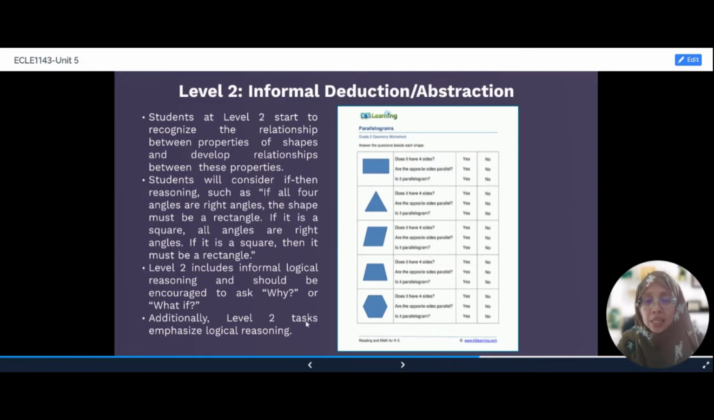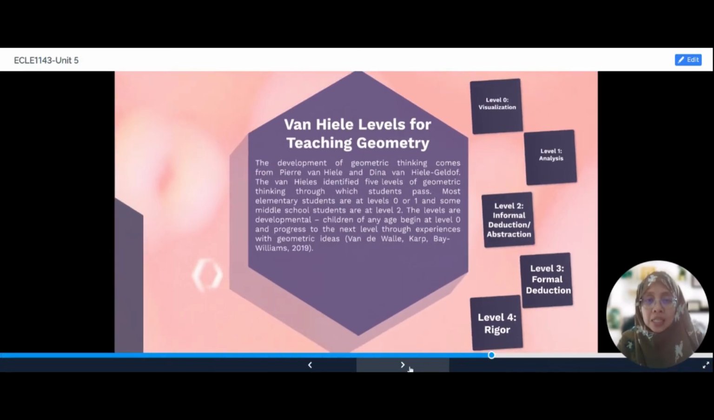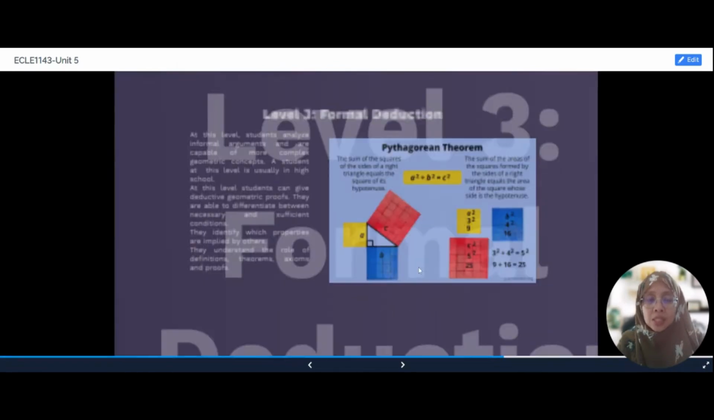Because it emphasizes logical reasoning. Kalau you kata ini bukan segitiga, kenapa? Kalau yang ni you kata rhombus, kenapa? Why? Okay. Why or what if? Okay. It focuses on the logical reasoning.